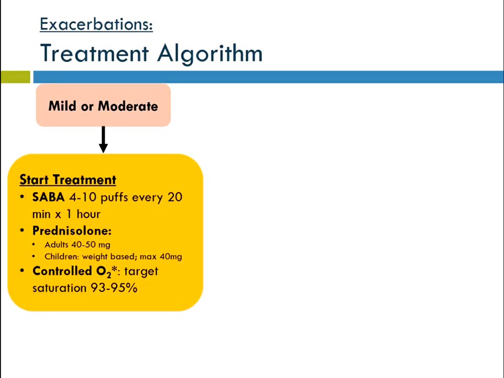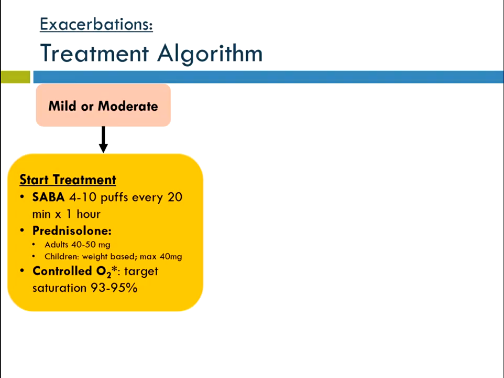Okay? So we're going to start with a SABA. So even though we said before, we don't really want to use a SABA for immunotherapy in an exacerbation, we absolutely do. Because it's going to be short term, we're trying to get in and get out. Okay? So SABA treatment, this is going to be 4 to 10 puffs every 20 minutes for an hour. We'll talk about nebulizers in a minute.